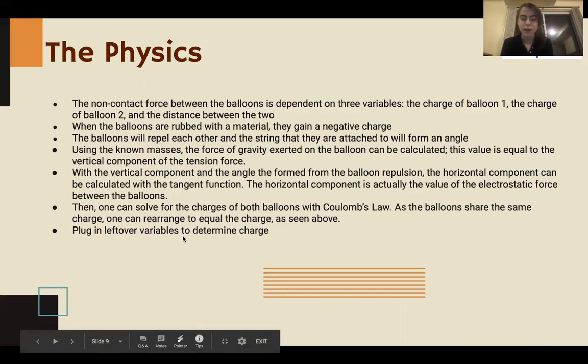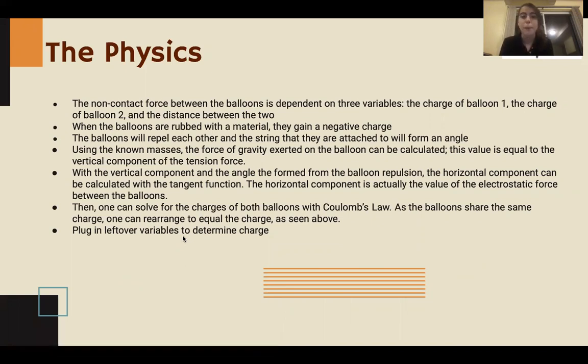So let's talk a little bit about the physics, or the scientific reasoning behind this. The force between the balloons is dependent on three variables: the charges of both balloons and the distance between the two. When the balloons are rubbed with a material, they're going to gain a negative charge because those electrons are more attracted to the balloon than the material. Since the negative charges are the same, they're going to repel each other, and then the strings that the balloons are attached to are going to form an angle.